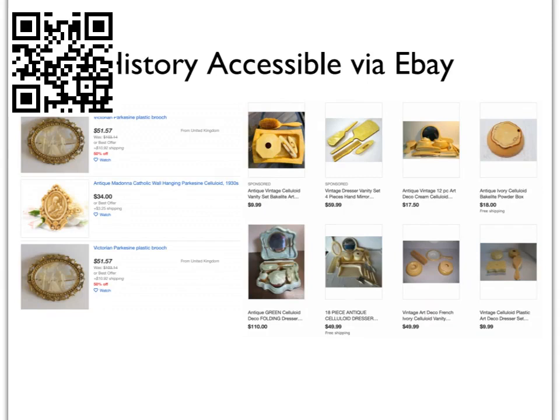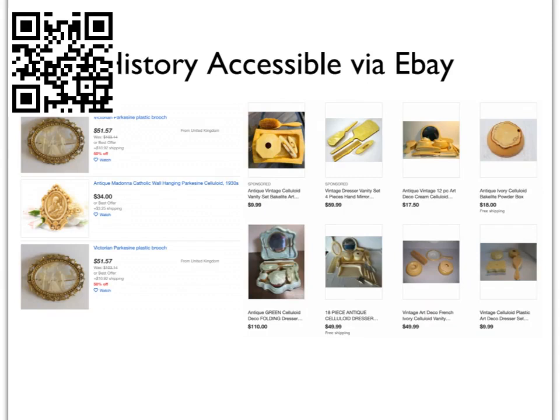And so over here you see a vanity set, a dresser made out of this celluloid, which is basically the same material. All sorts of things that look like ivory, but in fact are made of this plastic of the day, the cheap plastic material. So you can buy this stuff on eBay if you want to.